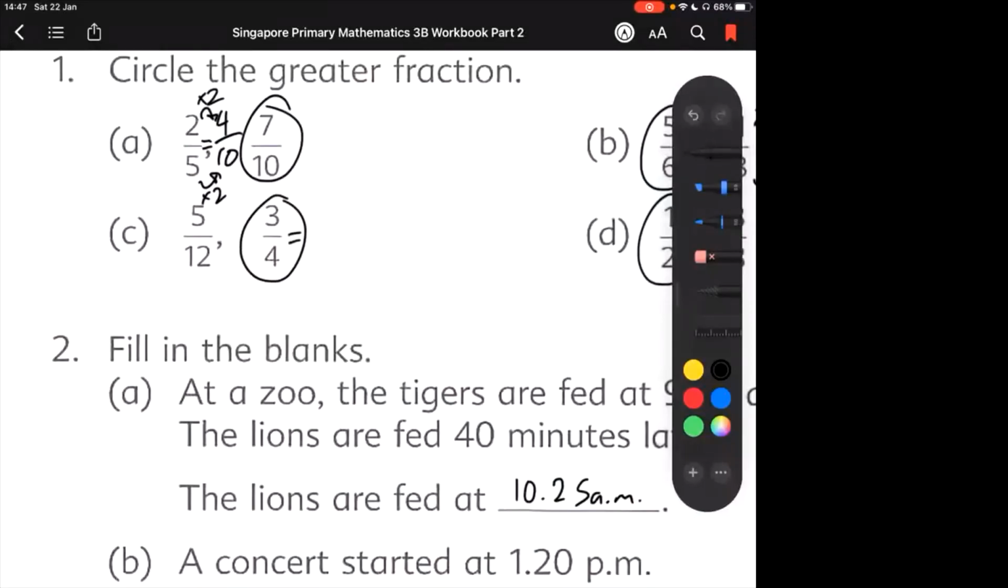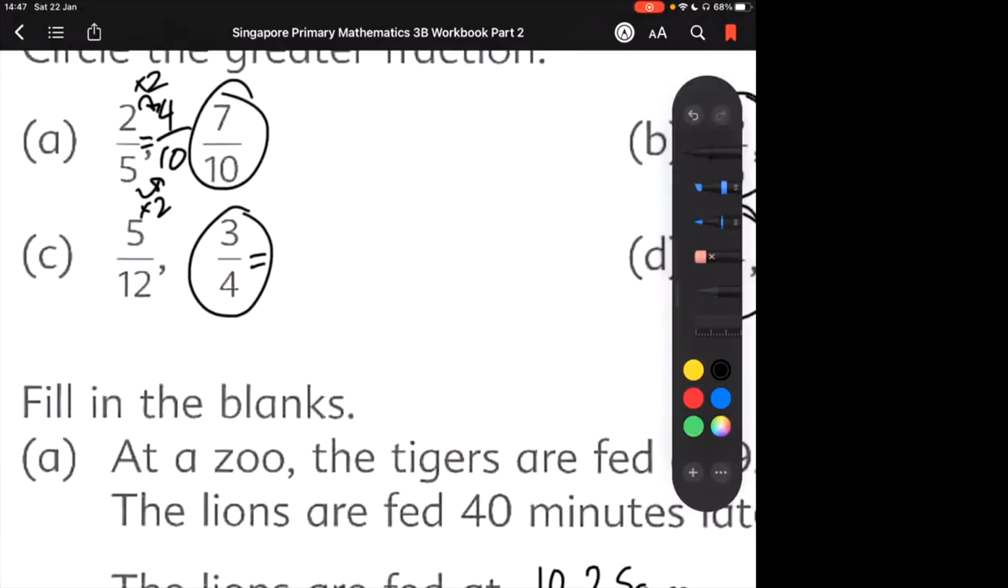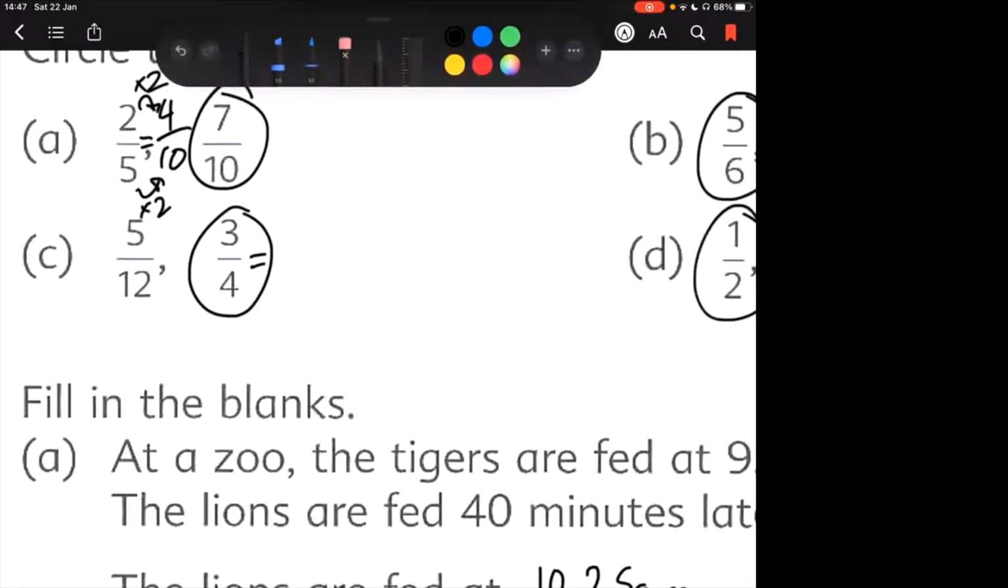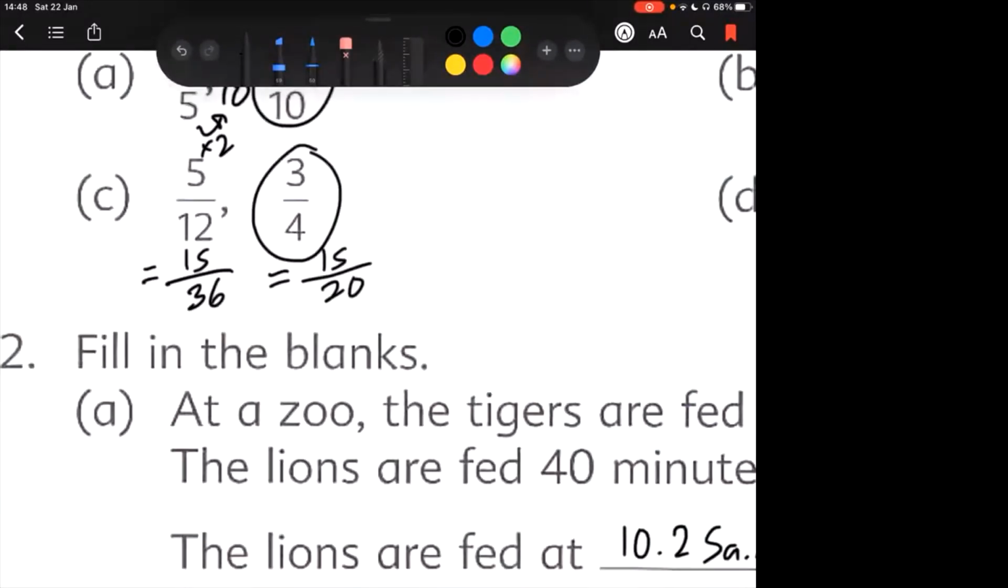This one, I'll actually try demonstrating with making the numerator the same this time. So, okay. 5 out of 12 is the same as 15 out of 36, right? And 3 out of 4 is the same thing as 15 out of 20, right? Like you could also make it, say, 30 out of 72 or 30 out of 40.